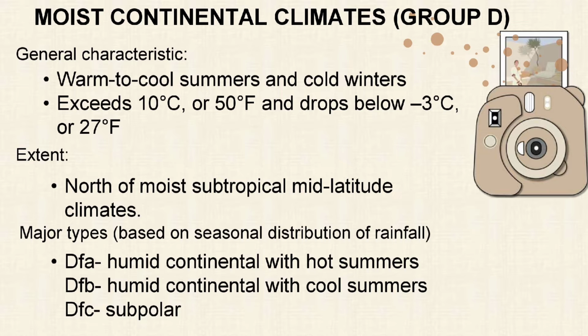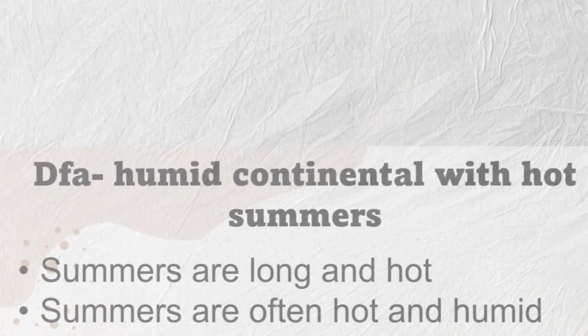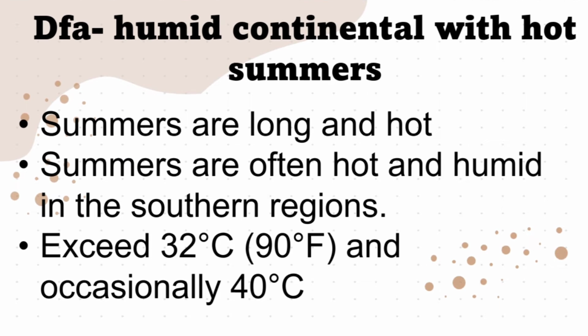So now, let's talk about its major types. First is humid continental with hot summer, or DFA. It is observed from about latitude 40 North to 50 North. The precipitation is adequate and evenly distributed throughout the year. The annual precipitation total usually ranges from 50 to 100 centimeters.